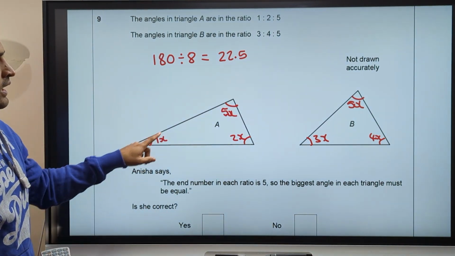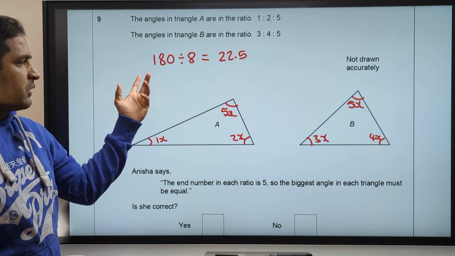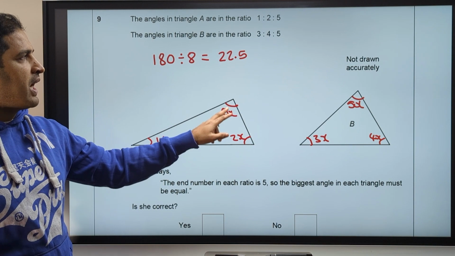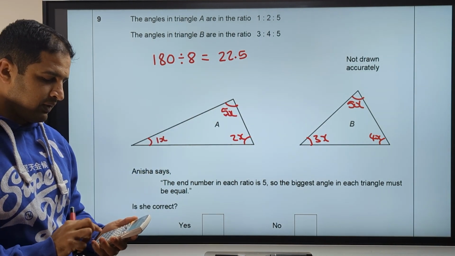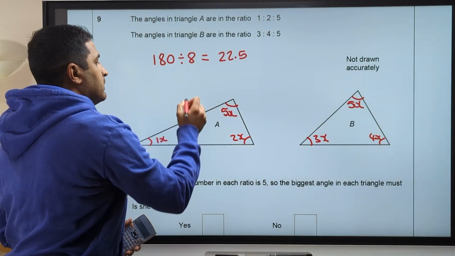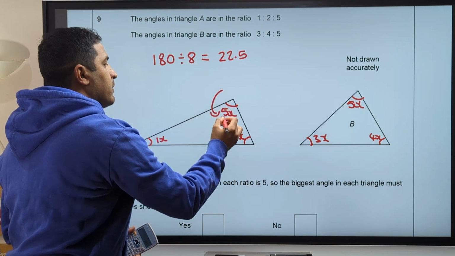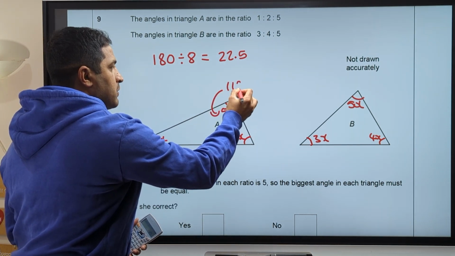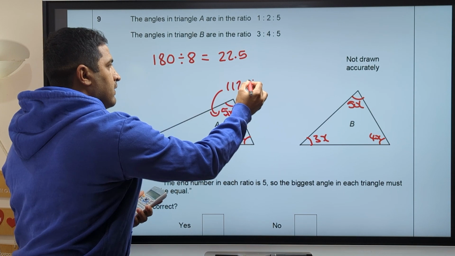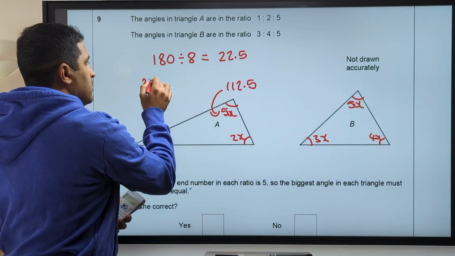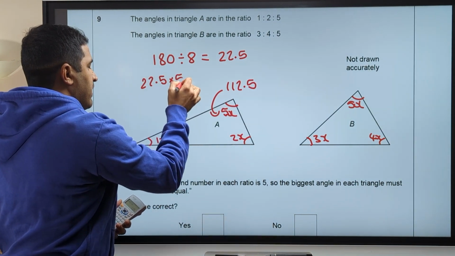So smallest angle here is 22.5. So in other words, our x is 22.5. So 5x, we multiply that by 5, which is 112.5. So this angle here that is worth 5 in A is 112.5. So I did 22.5 times 5.